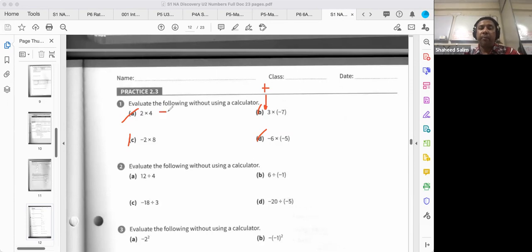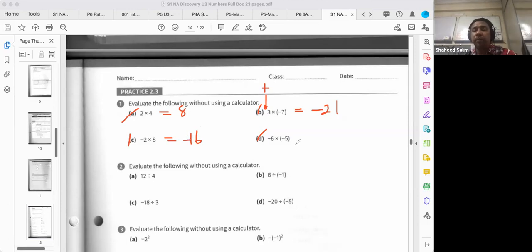Okay, 2 times 4, 8. Plus and plus is plus. Take 3 times 7, 21. Plus and minus, minus. Okay. Akil for number, yes, D, correct. So now, number times number, 2 times 8, 16. And then minus and plus, minus lah. The last one down here, minus times minus. So your final answer is supposed to be plus. 6 times 5, 30, plus 30.